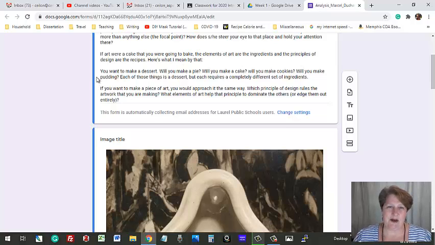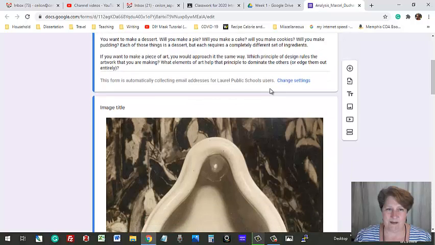If art were a cake that you were going to bake, the elements of art are the ingredients, and the principles of design are the recipes. Here's what I mean by that. You want to make a dessert. Will you make a pie? Will you make a cake? Will you make cookies? Will you make pudding? Each of those things is a dessert, but each requires a completely different set of ingredients. If you want to make a piece of art, you would approach it in the same way. Which principle of design rules the artwork that you are making? What elements of art help that principle to dominate the others or edge them out entirely?